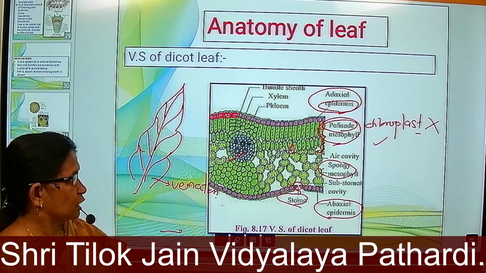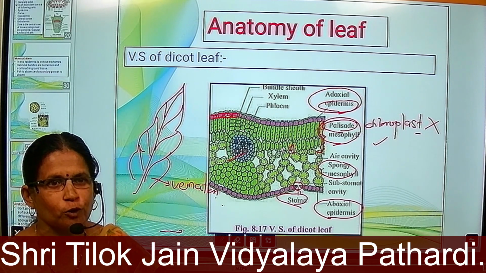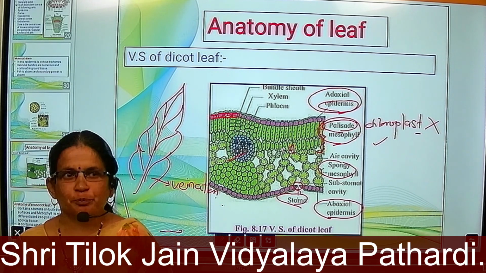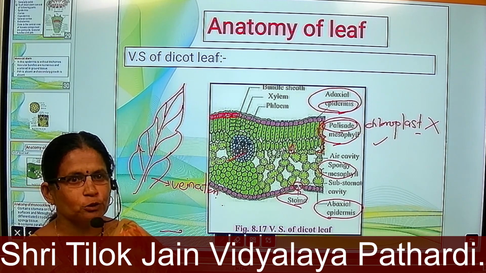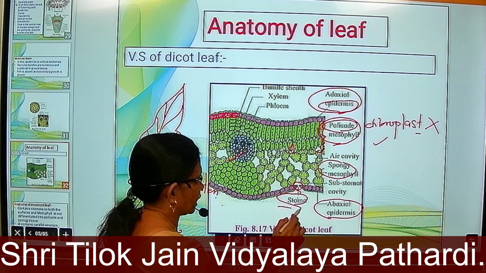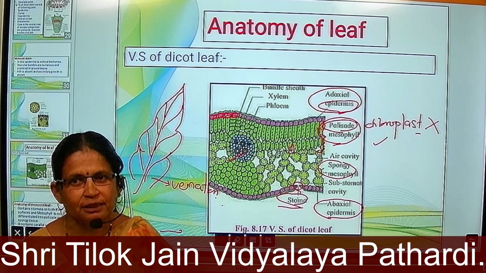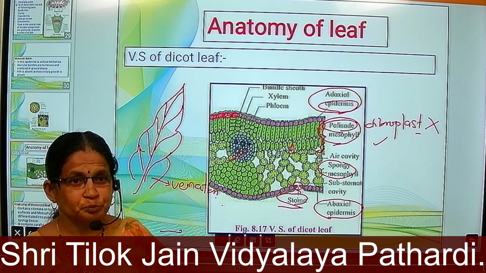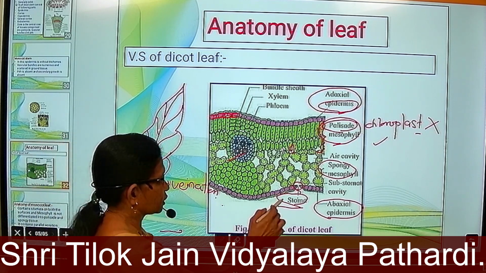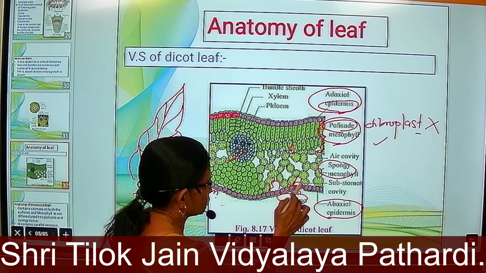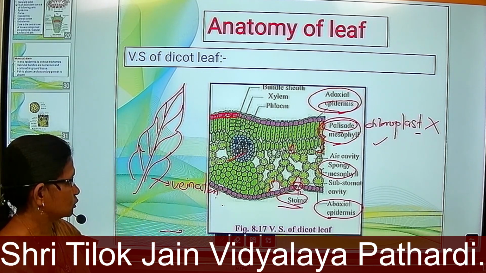The lower epidermis consists of a single layer of compactly arranged rectangular parenchyma cells. The lower epidermis contains a large number of microscopic pores called stomata. And for what purpose are they present? For the process of transpiration. There are air spaces, substomatal chambers, at each stoma. These chambers are joined with the stoma and are helpful in the process of transpiration.